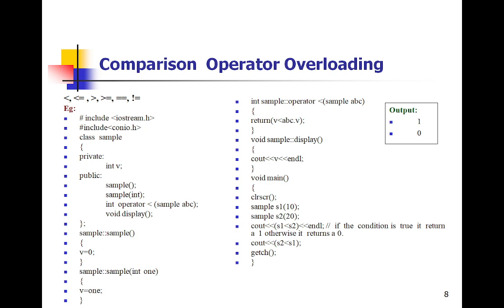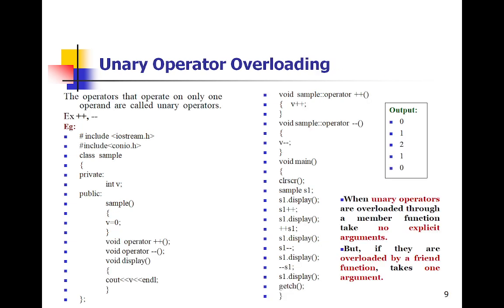Then the next one, unary operator overloading. In binary operator overloading, at least one explicit argument should be there. But in the unary operator, there is no need for an explicit argument. The function gets overloaded by means of no explicit arguments itself. For example, plus plus or minus minus, these are all unary operator symbols.